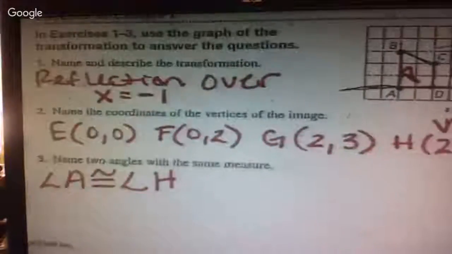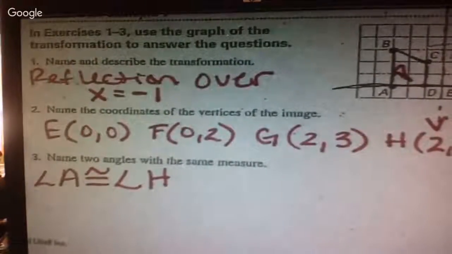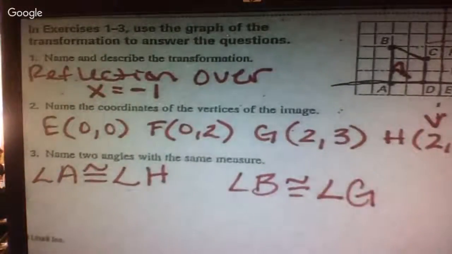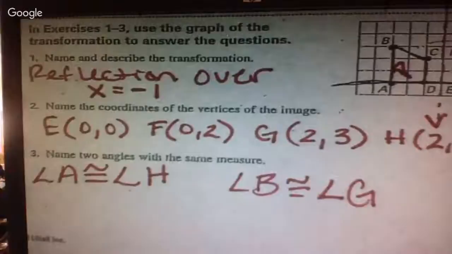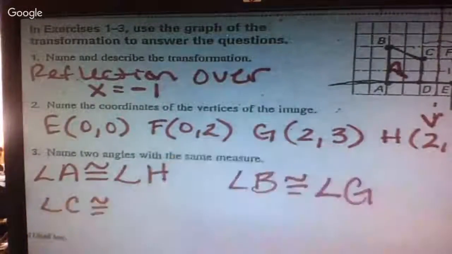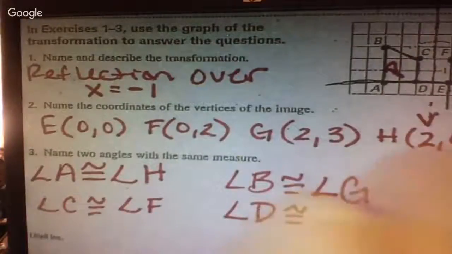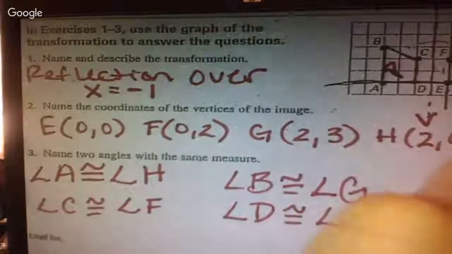All right. Let's go back to this now. So, if you take a look at this, angle B should be congruent to angle what? G. B and G should go together. Angle C then is congruent to angle F. And angle D then is congruent to angle E.